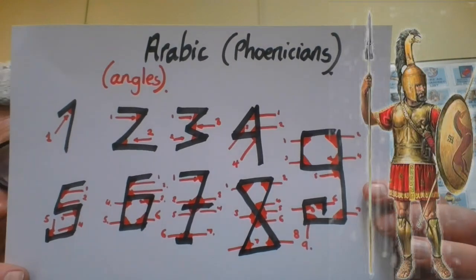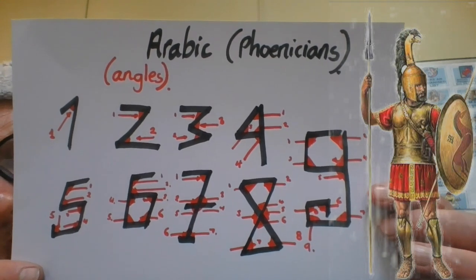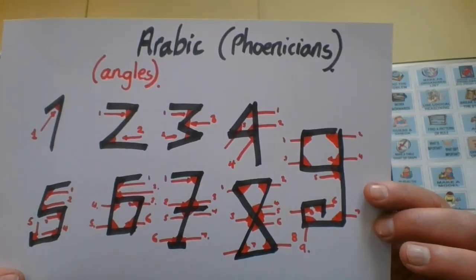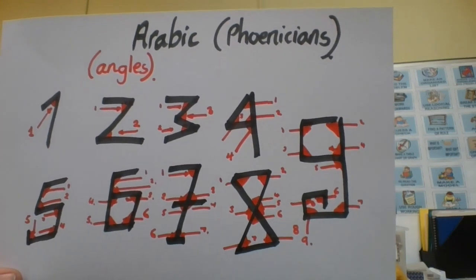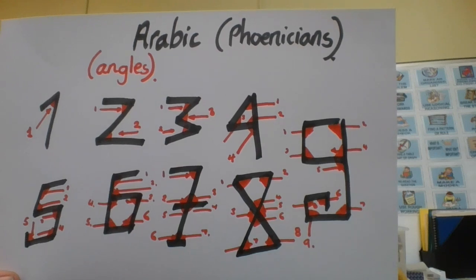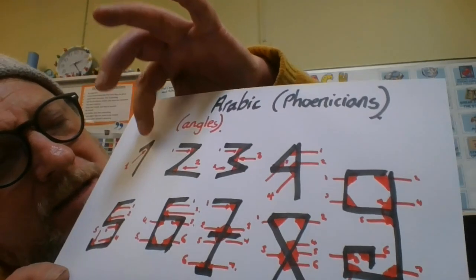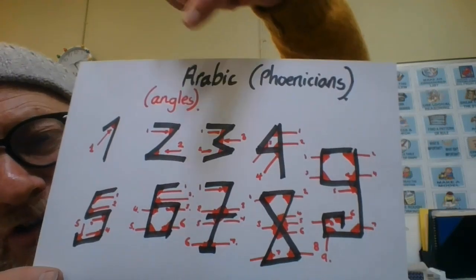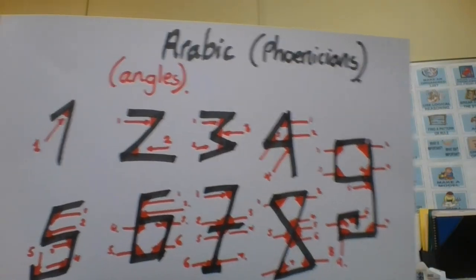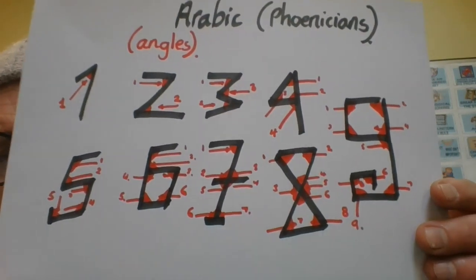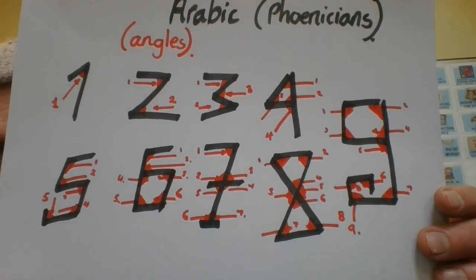And this comes from the Arabs and from the Phoenicians. It's very, very fascinating from a mathematical standpoint, because I never realized, and it's news to me, that the number system was based on angles. So you can see the number 1 has 1 angle, the number 2 has 2 angles, the number 3 has 3 angles, the number 4, 4, the number 5, 5, the number 6, 6, the number 7, 7, the number 8, 8, the number 9, 9.